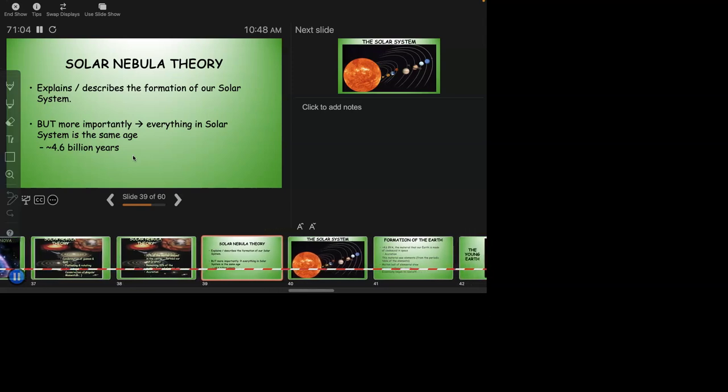So this explains or describes the formation of our solar system, but that's really not my point. My point, the reason I'm telling you about all this, is because of where we started. This is why we could say that everything in the solar system is approximately the same age, about 4.5 billion years.